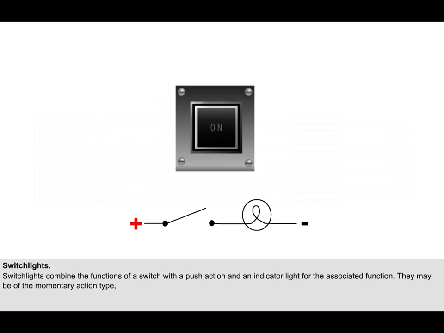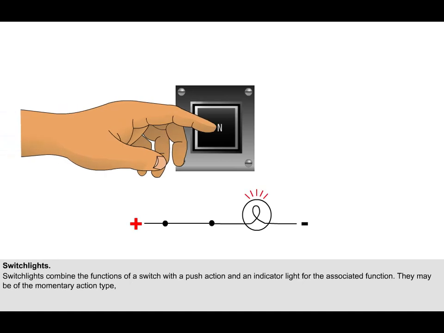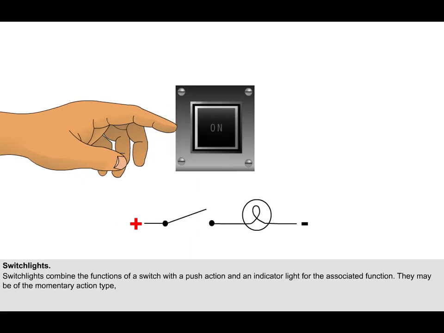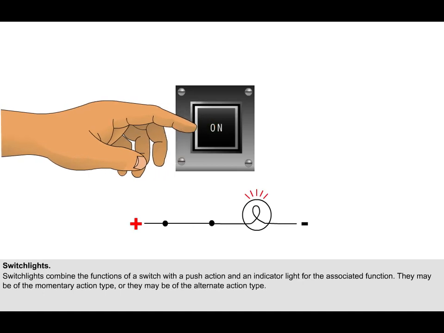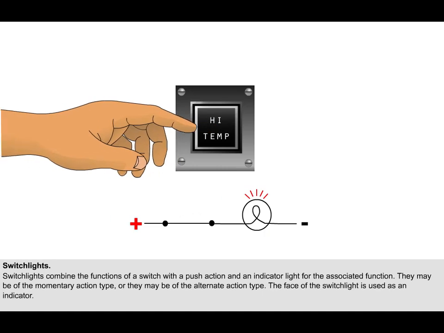As with toggle switches, switch lights may be of the momentary action type, where the switch light is pressed and held to activate the service, and released to deactivate it. Or they may be of the alternate action type, where the switch light is pressed once to activate a service and pressed again to deactivate it. The face of the switch light is used as an indicator, and depending on switch function and system status, any one of numerous indications may be displayed on it.